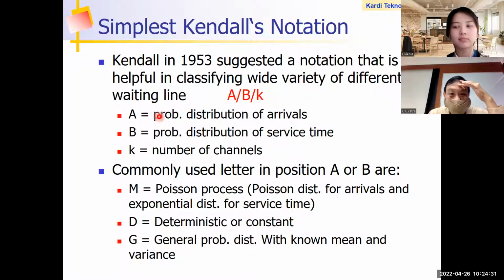And how do we classify? A represents the demand, and in this case we talk about the probability distribution of the arrival. B is the probability distribution of the service time, so this is the supply. And K is the number of channels. What is this? This is the parallelism.